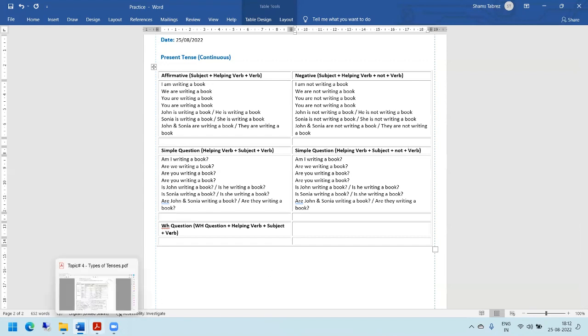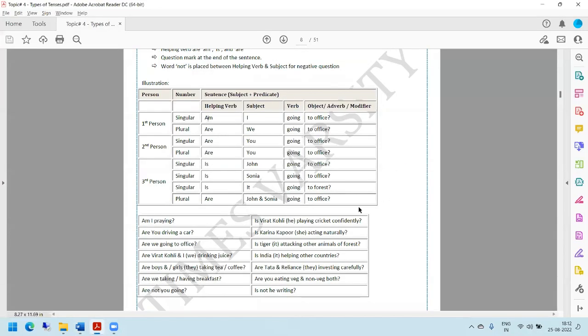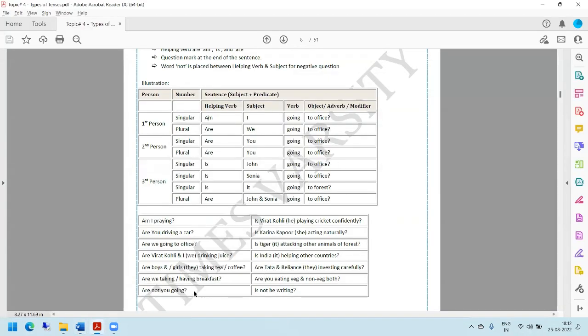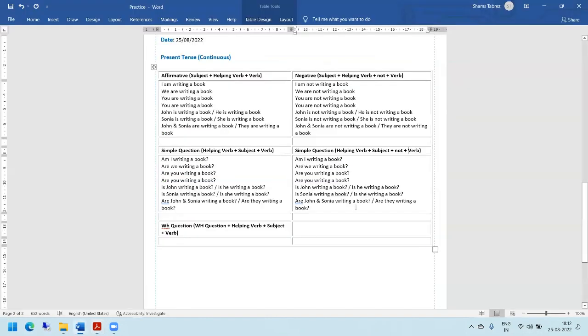Okay, so let me see the document here. Let me see, "Is am I not writing?" Yes, so here we'll correct it. So "not" should be before the verb. Okay, so: Am I not writing a book? Are we not writing a book? Are you not writing a book?